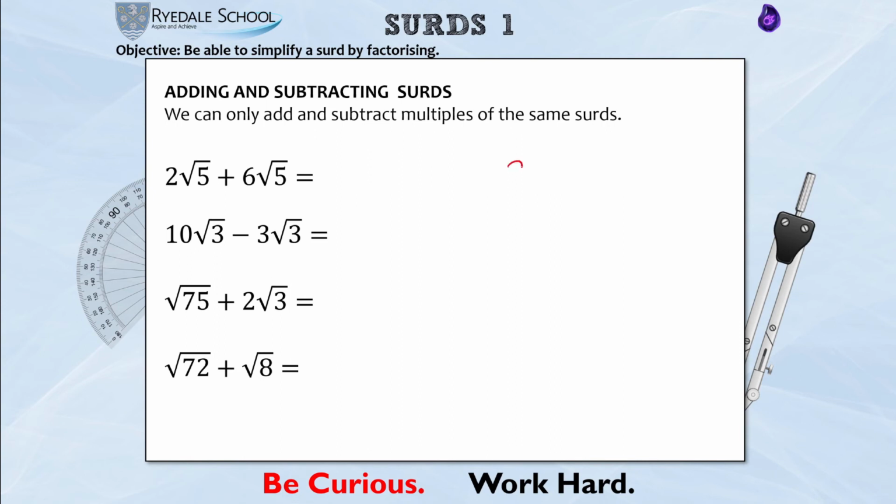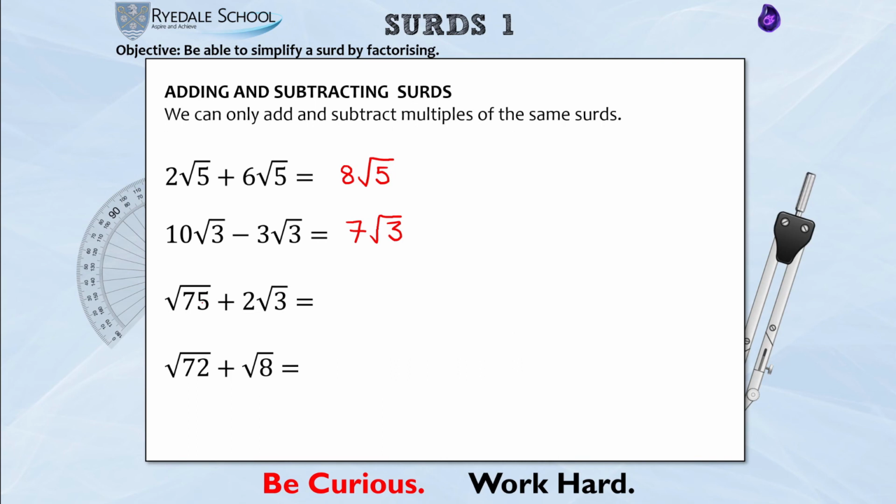Just a little bit like where in algebra we say that 2t plus 6t is 8t. Because we have 2 of something and 6 of something, we can add them. We have 8 of something. So as long as my surds are the same, I can add multiples and I can subtract multiples. So for example, if I had 2 root 5s and another 6 root 5s, well, altogether, I would have 8 root 5s. If I had 10 root 3s and I tried subtracting 3 root 3s, well, 10 take away 3 is 7. I would have 7 of them. I would have 7 root 3s.